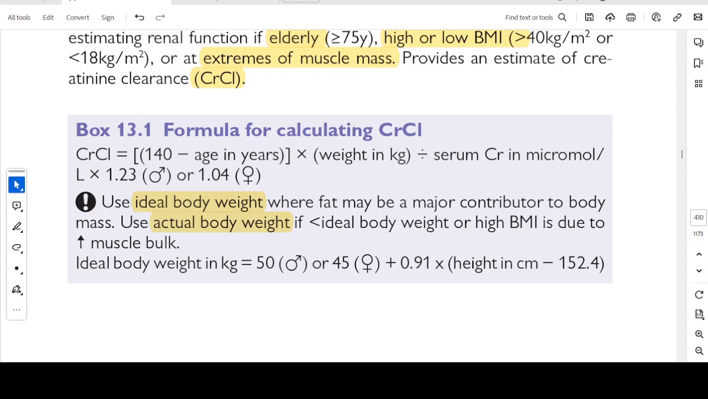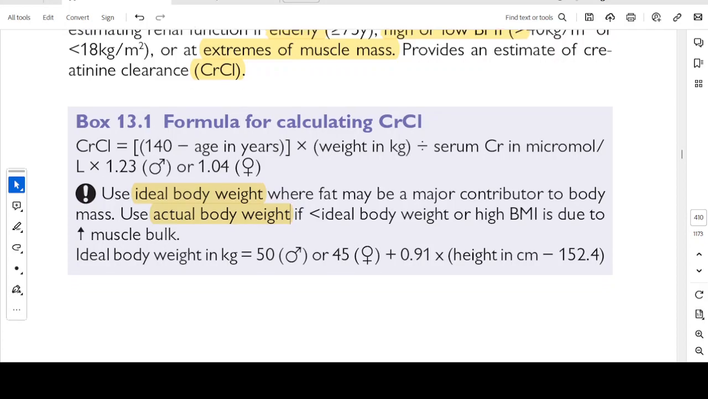Ideal body weight in kgs is equal to 50 in males or 45 in females, plus 0.91 into height in centimeters minus 152.4. This is the ideal body weight.